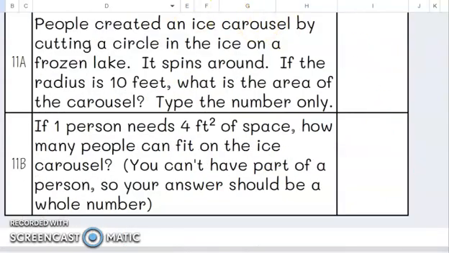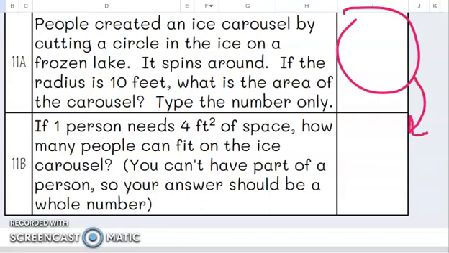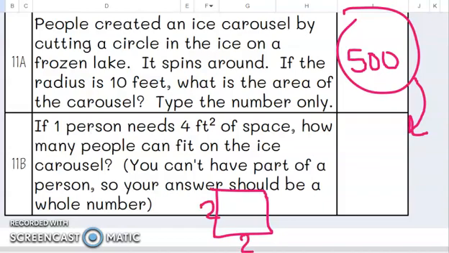Whatever answer you get, you're going to use this answer here to help you figure out this answer here. So this is not the answer, but let's just pretend this answer was 500. One person needs 4 square feet of space. So that's kind of like a 2 by 2 square. So this would be 4 square feet of space, okay? Because you don't want someone right up in your face, touching you. We need a little bit of personal space.